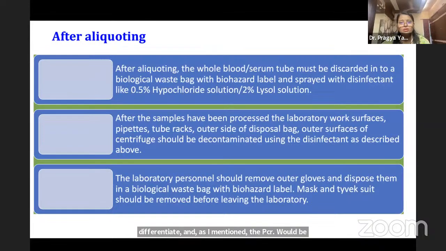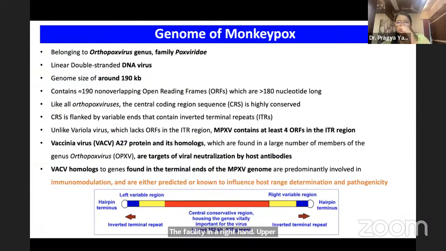Once you are done, either in hospital or in the laboratory, decontamination of the surfaces is a must. After aliquoting the blood, serum, and all the clinical samples, they should be discarded using hypochlorite solution or Lysol solution, because, as it is a DNA virus, it is stable, and so you have to kill the virus all the way. You need to dispose of and decontaminate all the material that came in contact with the clinical samples, then discard all the PPE, and make sure that they leave the facility in the right hands for decontamination. The next question is the genome of monkeypox, as mentioned by others.